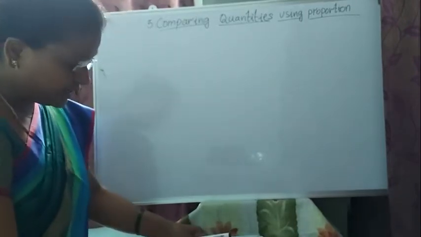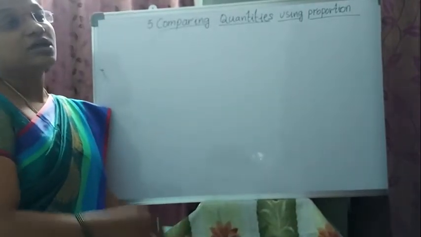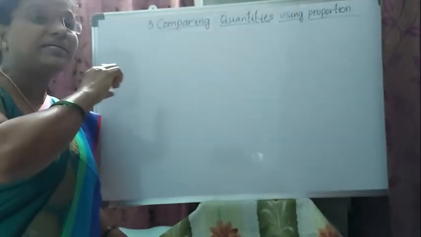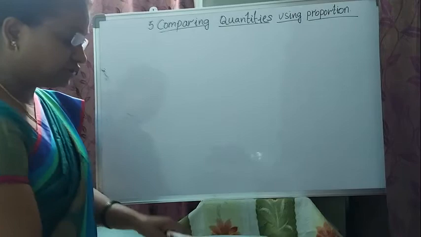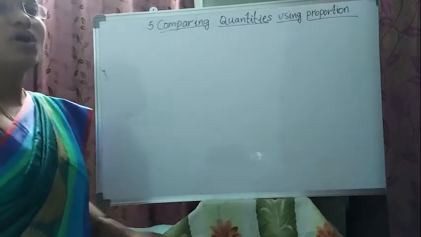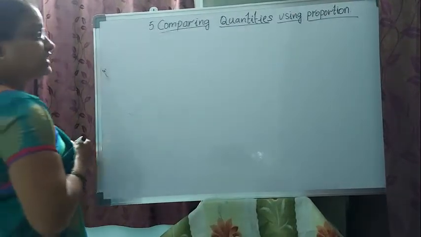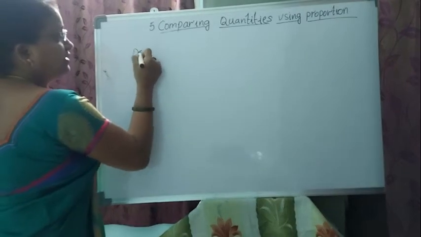A ratio is an ordered comparison of two things. If you compare the two things in a particular order, we call it a ratio. In another way also we can compare the two things. What way? Percentages.